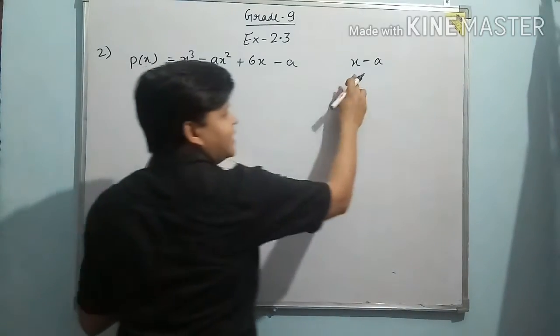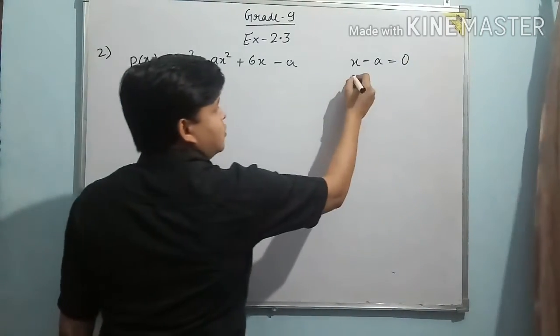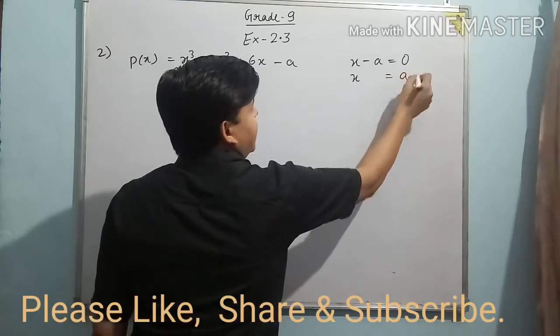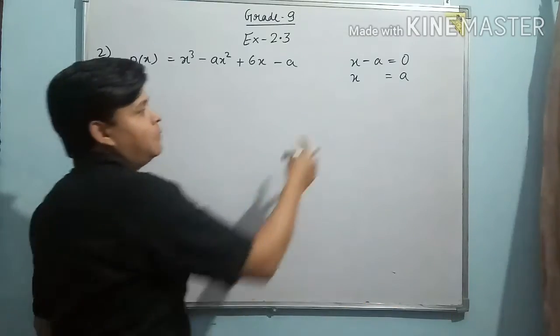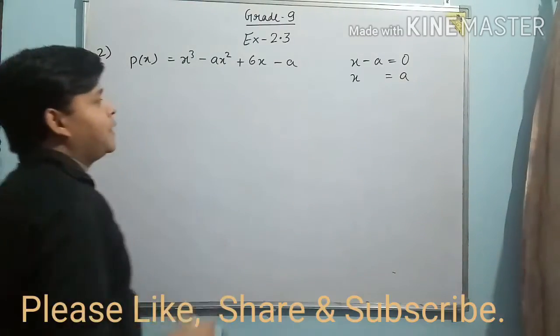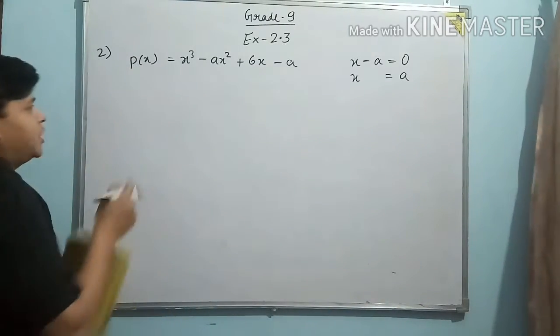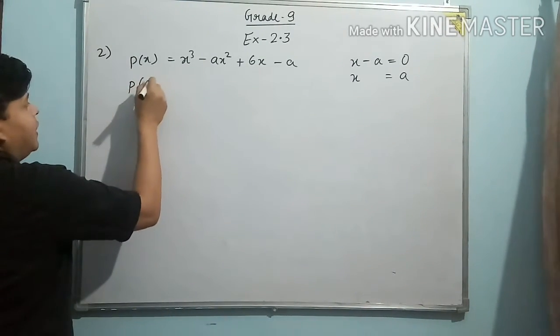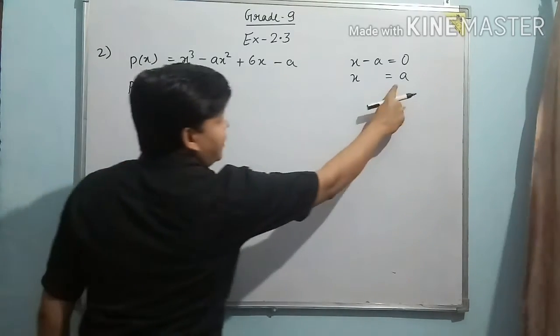So let's put the divisor equal to 0 and get the value of x from here. So x will be equal to a, as this a will be sent to the right hand side, and it will become positive. So what will you do? In place of this x, you will substitute a. Let's continue. That is p(a). Why a? Because here in place of x we have got a.